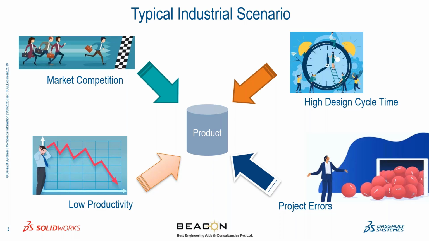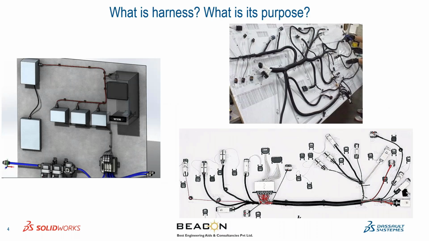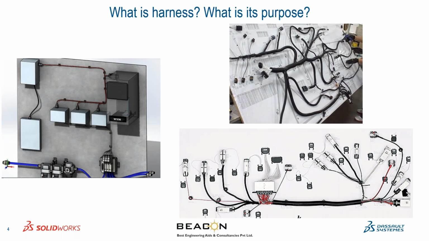It is a normal thing that every industry or every company will be facing, either more market competition, or high design cycle time, low productivity or project errors. It could be any one of them, it could be all of them, or a combination of a few available right now. So in this scenario, what can we do? Basically, we can tackle it with our design, right? In our design, let us say if you're going for harnesses, what is a harness? What is its purpose? We will try to understand. Then we will talk about the typical industry scenario and come back to that.